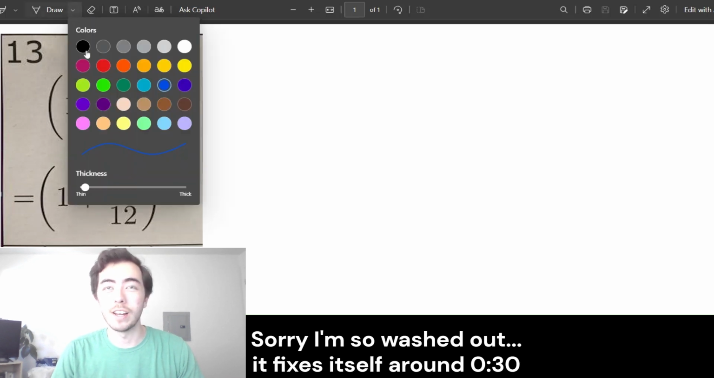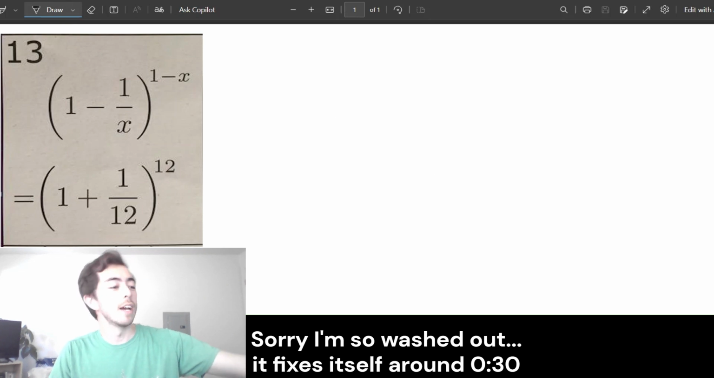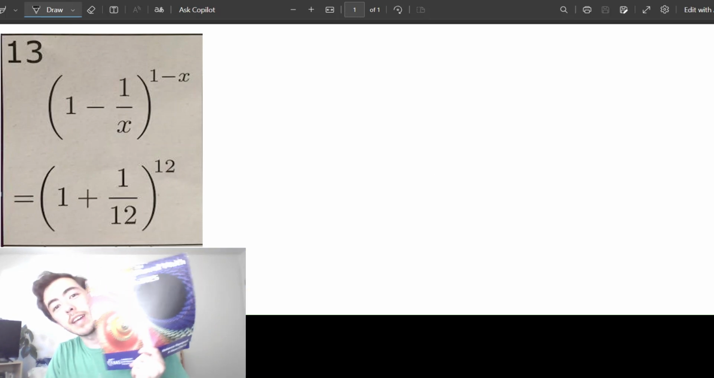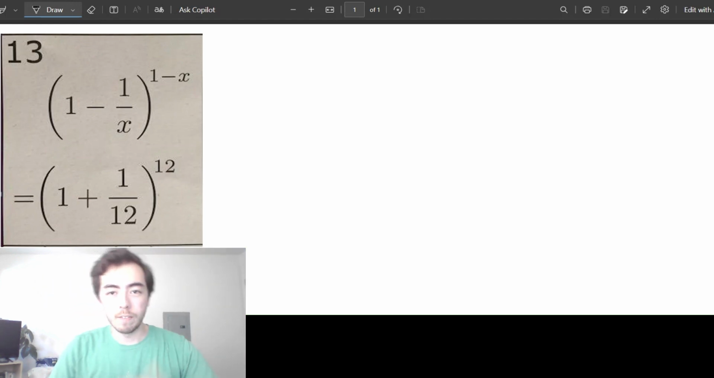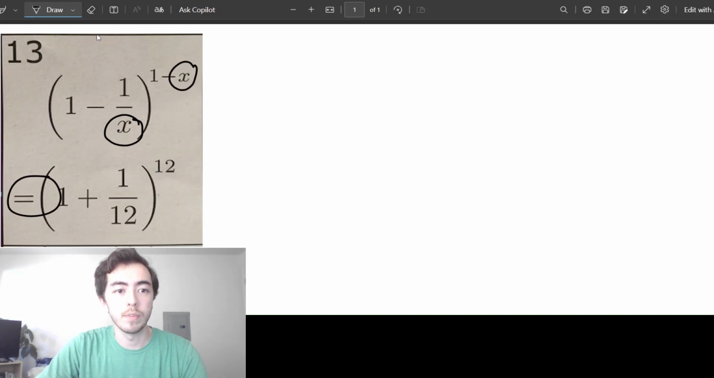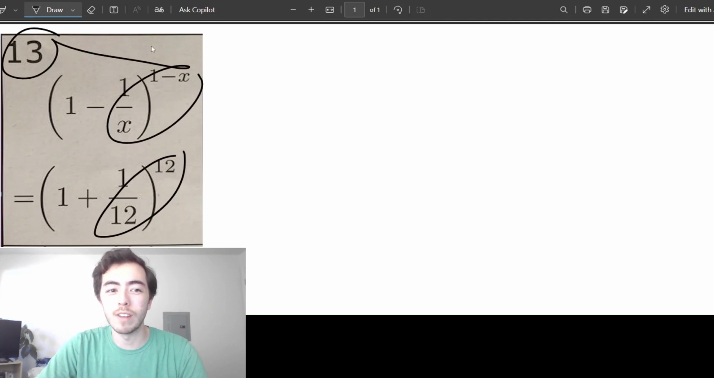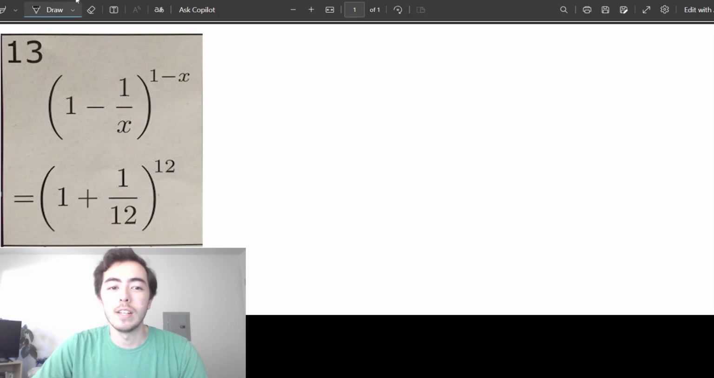Today is July 13th, and we're solving problem number 194 from the Daily Epsilon calendar. Here we have an equation, and we need to figure out what value of x will satisfy this equation. I'm noticing that this 12 is pretty similar to this 13, right? It's only one off. And so I'm going to actually set out to prove this generally.